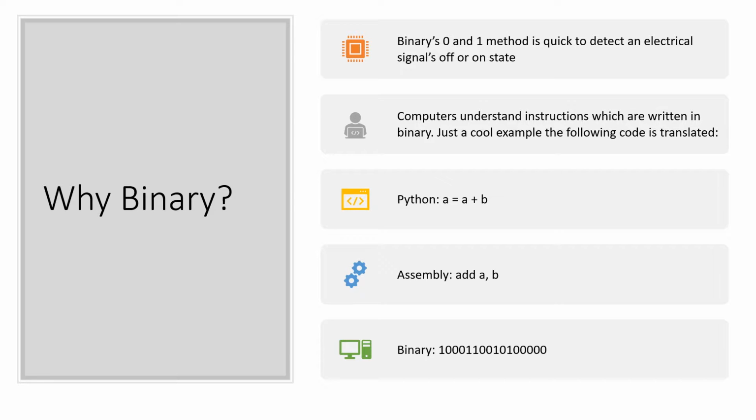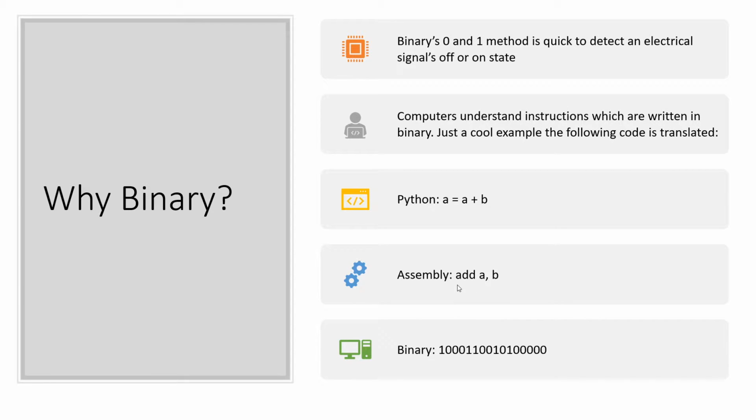So computers use binary because they can quickly detect a voltage signal on an input. And then computers understand instructions which are written in binary. A cool example is adding two variables together. In Python, we've seen it as a equals a plus b. This gets compiled down to assembly, which looks like this instruction.